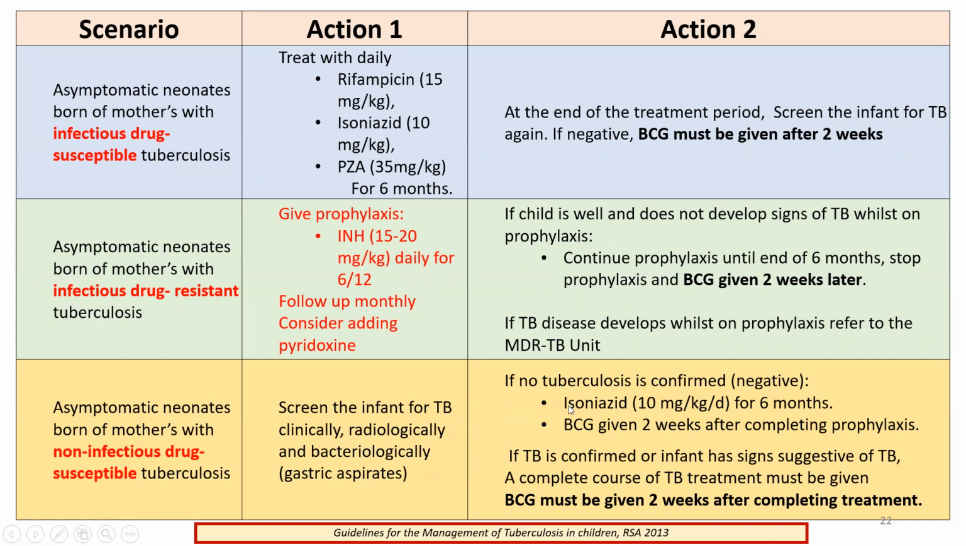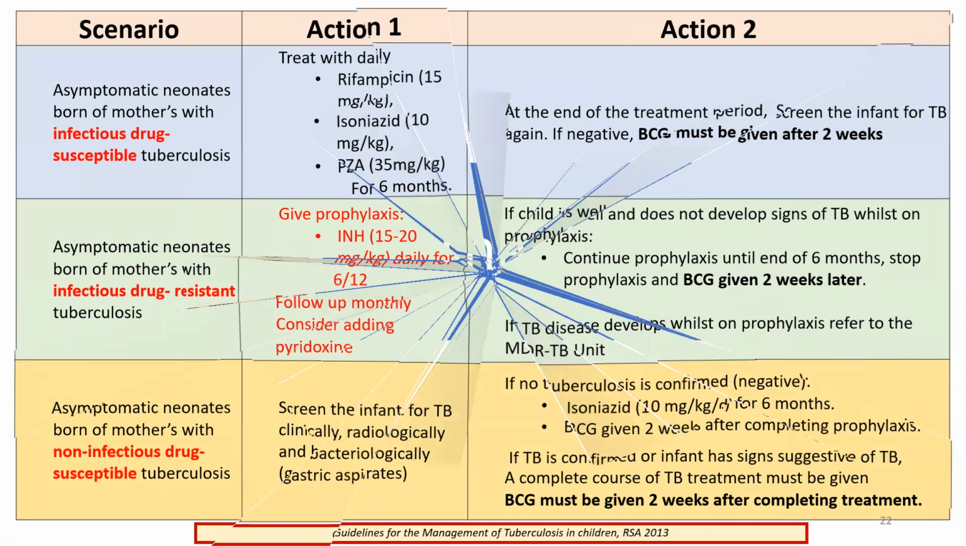completion of isoniazid. But if TB is confirmed or the infant has signs suggestive of TB, a complete TB treatment must be given, withholding BCG and giving it 2 weeks after completion of treatment. So this is an overall picture of how you manage babies born to mothers with TB, to avoid babies having congenital TB. Thank you.